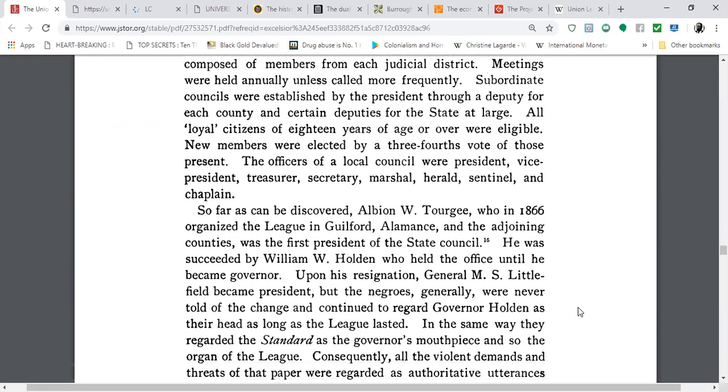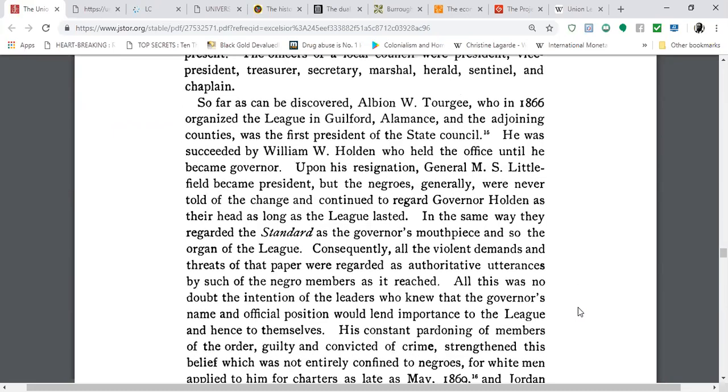So far as it can be discovered, Alvin W. Tourgée, who in 1866 organized a league in Guilford and adjoining counties, was the first president of the state council. He was succeeded by William W. Holden, who held the office until he became governor. Upon his resignation, General M.S. Littlefield became president, but the Negroes generally were never told of the change, and continued to regard Governor Holden as their head as long as the League lasted. In the same way, they regarded the Standard as the governor's mouthpiece, and so the organ of the League.